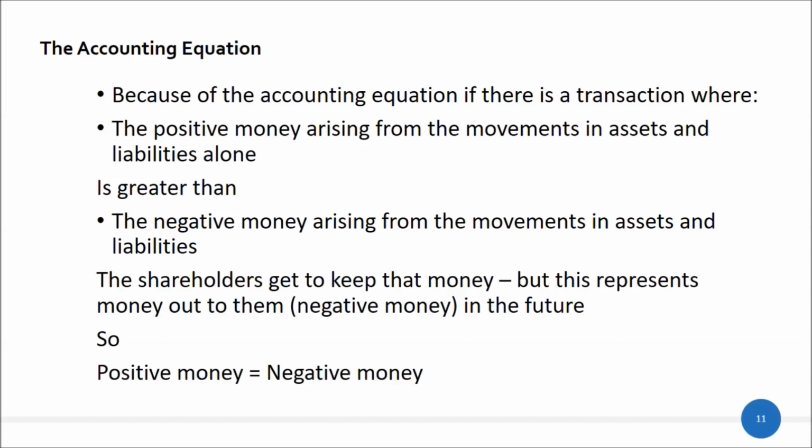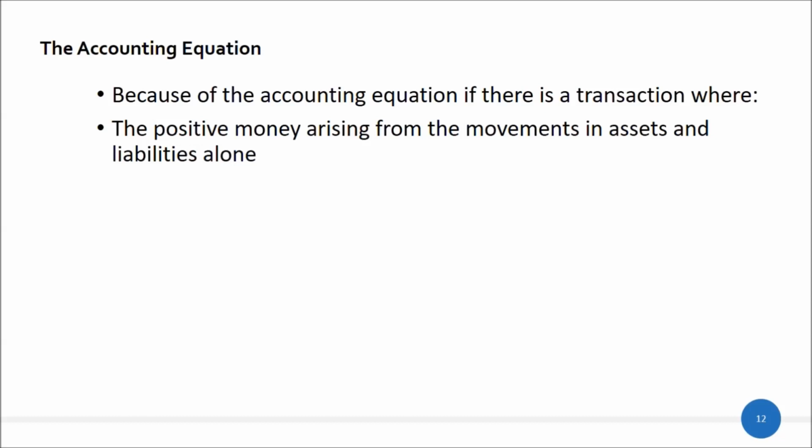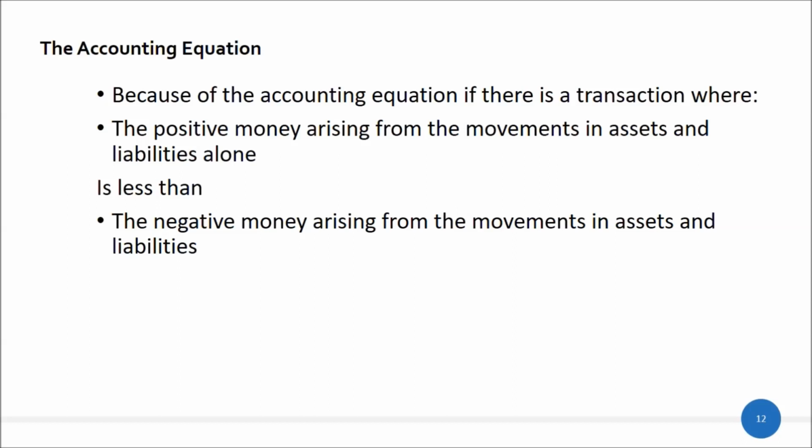Let's try it in a different way. Let's say because of the accounting equation there's a transaction where the positive money movements are less than the negative money movements. So we've made a loss.